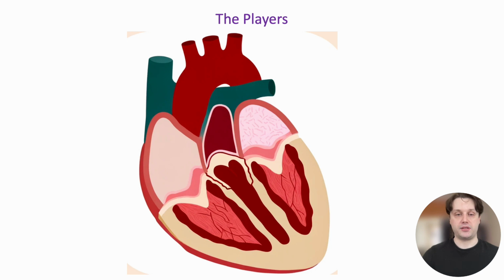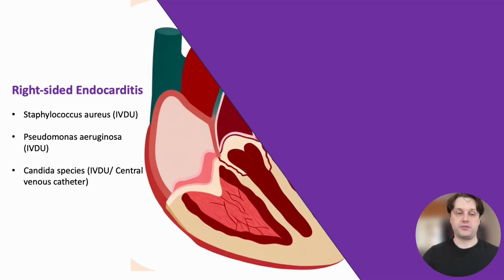So who are the players? So have a heart. Let's take a look. In terms of right-sided endocarditis, we have Staph aureus, Pseudomonas aeruginosa, as well as Candida species. These are usually caused by IV drug use. For example, Staph aureus and Pseudomonas aeruginosa are most prevalent, but we can also find that Candida species are present in central venous catheters.